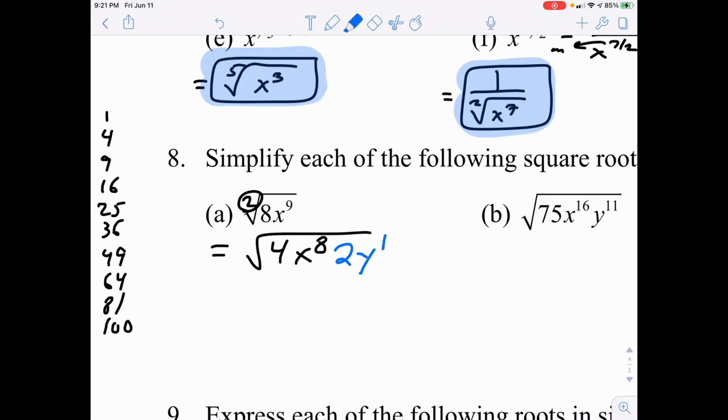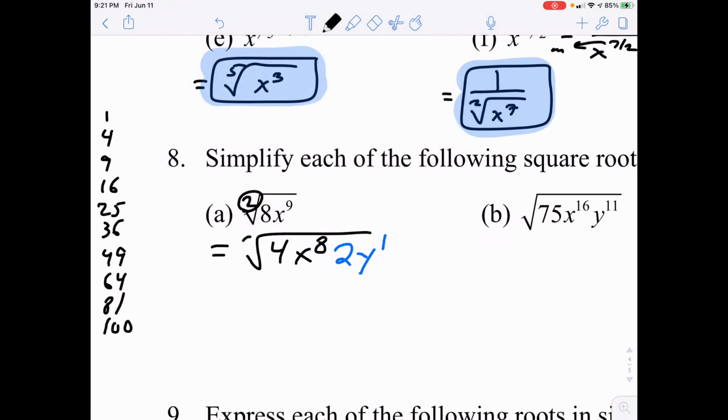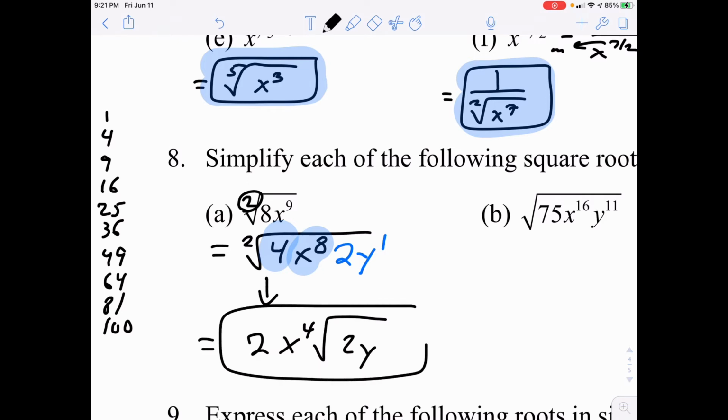Now, let's take the square root of whatever I can. Remember, square root is a second root. So the square root of 4 would just simply be 2. The square root of x to the 8th would be x to the 4th power, because 8 divided by 2 is 4. And then times the square root of 2y. So anything you cannot take the square root of just simply remains under the radical.